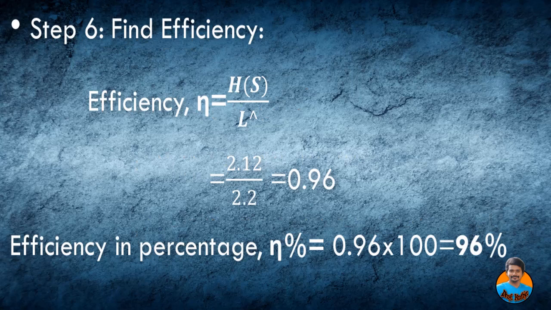Next step is to find its efficiency. This is the symbol of efficiency and it is defined as the ratio of entropy to minimum code word length. That is, efficiency is equal to H of S divided by L dash. Substituting the values of H of S and L dash, the efficiency will be 0.96. And converting this into percentage, we get 96 percent.